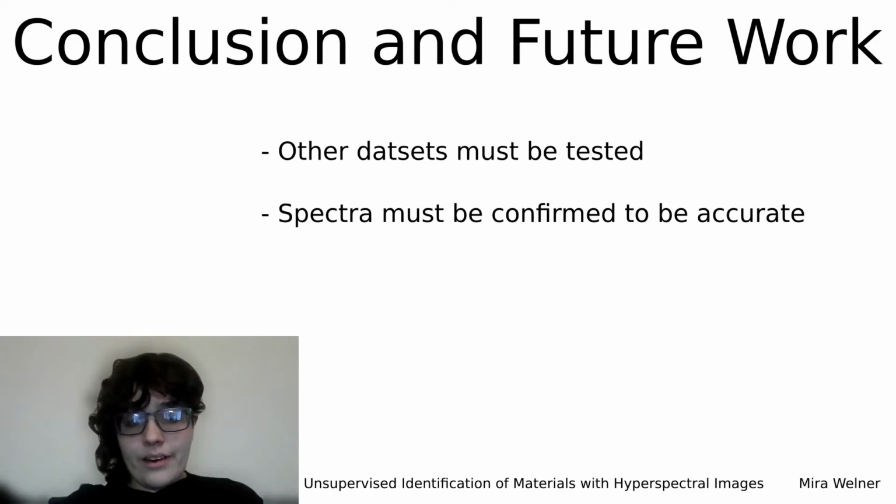Another step that must be taken is it needs to be ensured that the three spectra produced are similar to spectra likely to be actually found in the image. So for example, if a hyperspectral scene contains a lot of carbon, it must be ensured that at least one of the spectra is very similar to the carbon spectra.